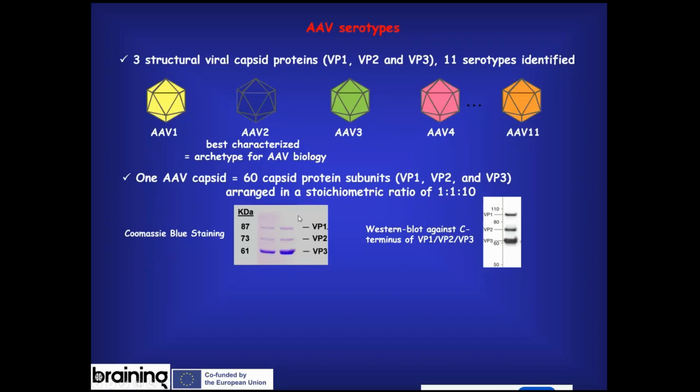As you can see, when we take a virus, lyse it, and run it on a Coomassie gel, which resolves proteins according to their molecular weight, we can see VP1, VP2, and VP3, which is, of course, much more abundant. And the same thing if we blot with an antibody against these three proteins.